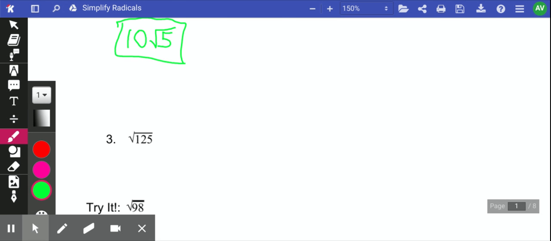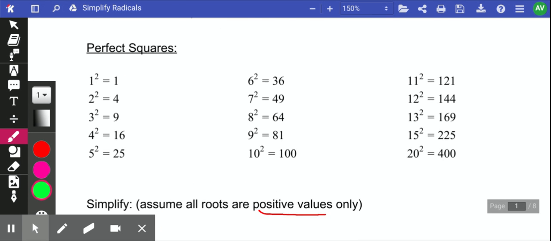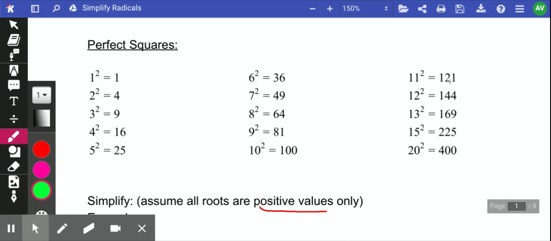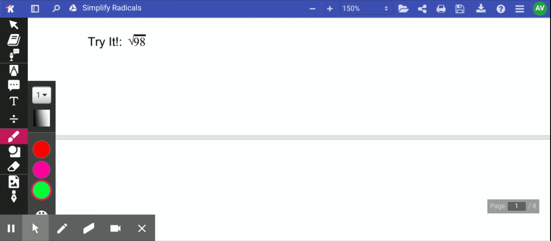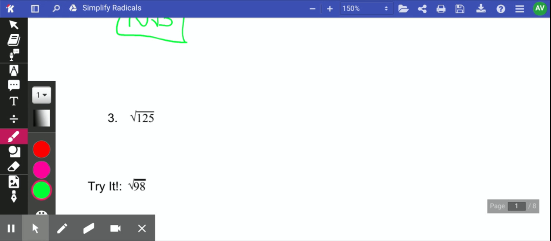All right, let's try 125. So for 125, let's see, start here. 121, 100, no. To go into something that ends in a 5, usually you have to have a 5 in it. 25 goes into 125. Ooh, there we go. So 25 goes into 125. So square root of 25. 25 times what? Times 5. So this answer is going to be 5 root 5, because the square root of 25 is 5.